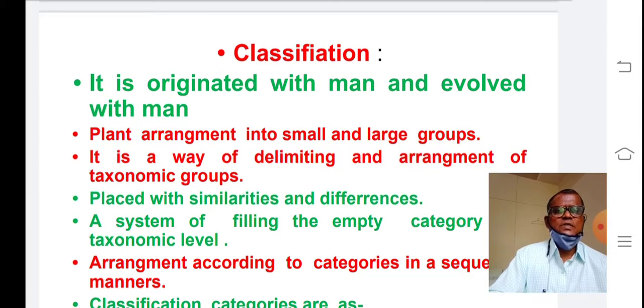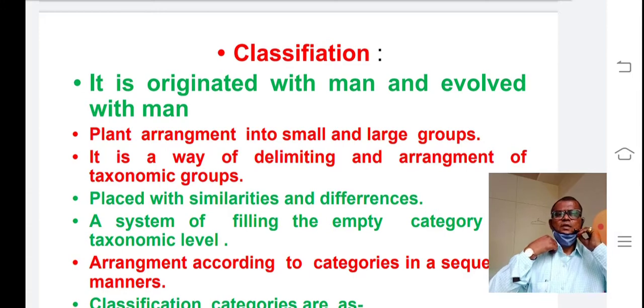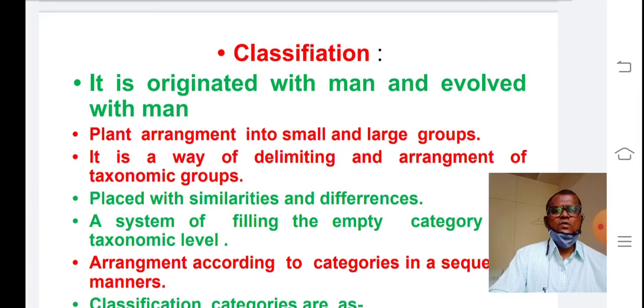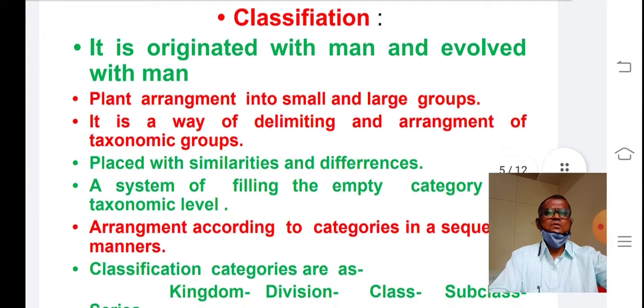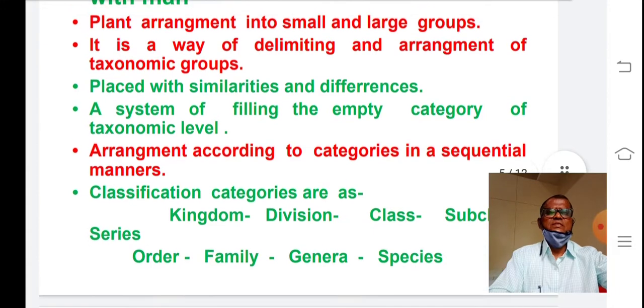Suppose the angiosperms are classified into dicotyledons and monocotyledons. What is a dicot? There are two cotyledons in the seed or the embryo. Monocotyledons are generally our agricultural crops. Jowar, bajra or wheat are monocotyledons. Then tur and harbhara, as we say, are dicotyledons. So they are placed according to similarities and differences.